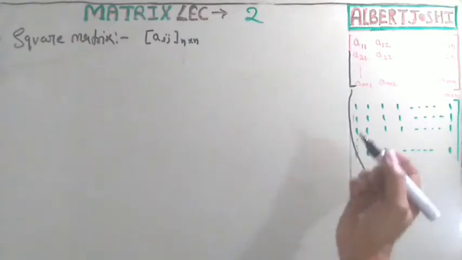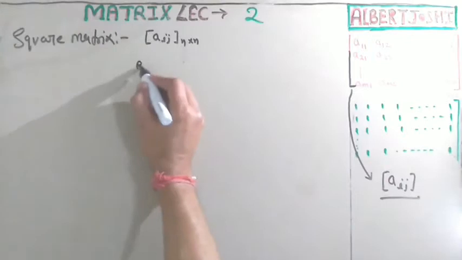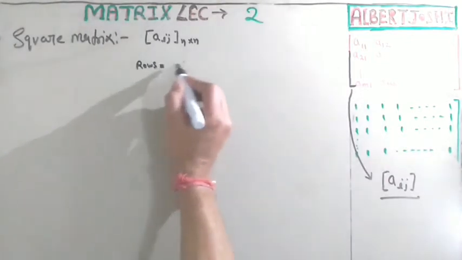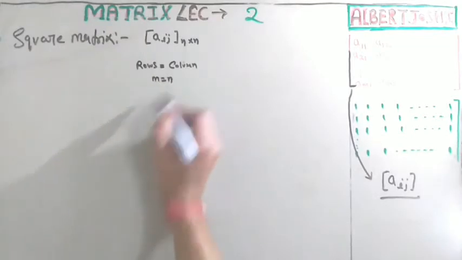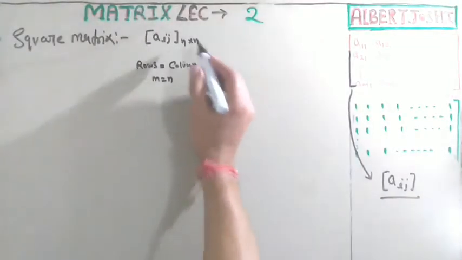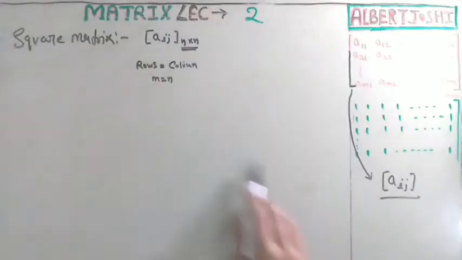If the number of rows is equal to the number of columns, it means that m is equal to n, both are equal, then we write n into n. If you have such a type of matrix, then you will say that this is the square matrix.